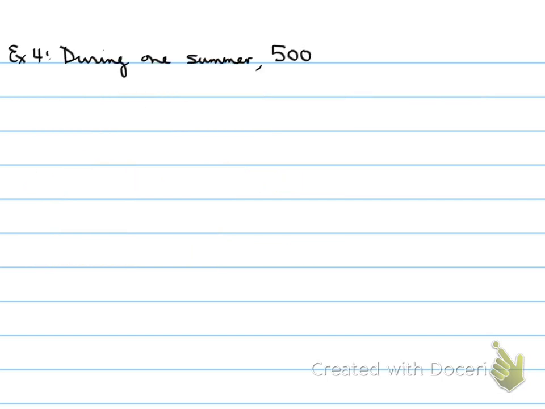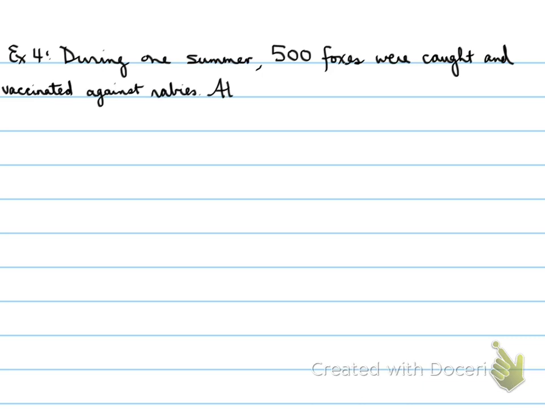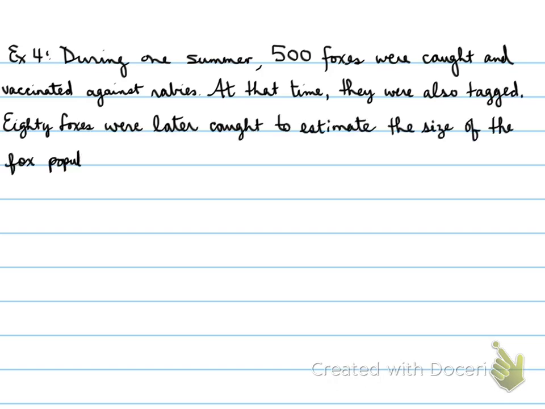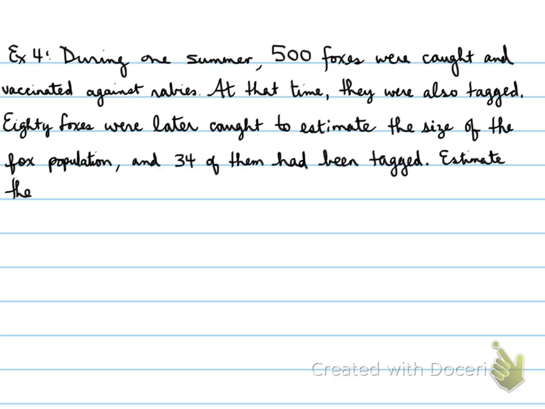Example number 4. During one summer, 500 foxes were caught and vaccinated against rabies. At that time, they were also tagged. 80 foxes were later caught to estimate the size of the fox population, and 34 of them have been tagged. Estimate the size of the population. To estimate the size of the population, we use the expected value. So expected value is RA over N.